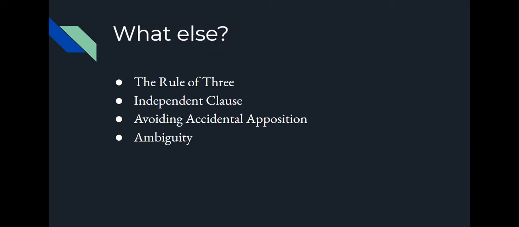What else will we be learning in today's subsequent tutorial? We're going to learn about the rule of three, what an independent clause is, how to avoid accidental apposition, and again, ambiguity. This concludes the introduction to Oxford commas.